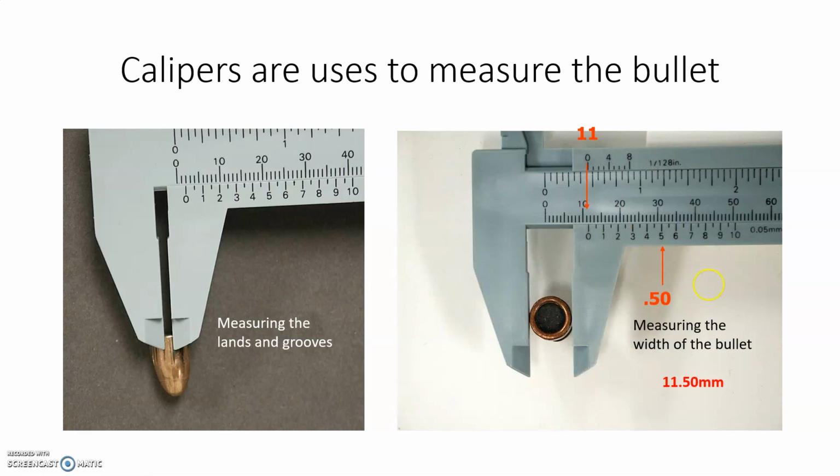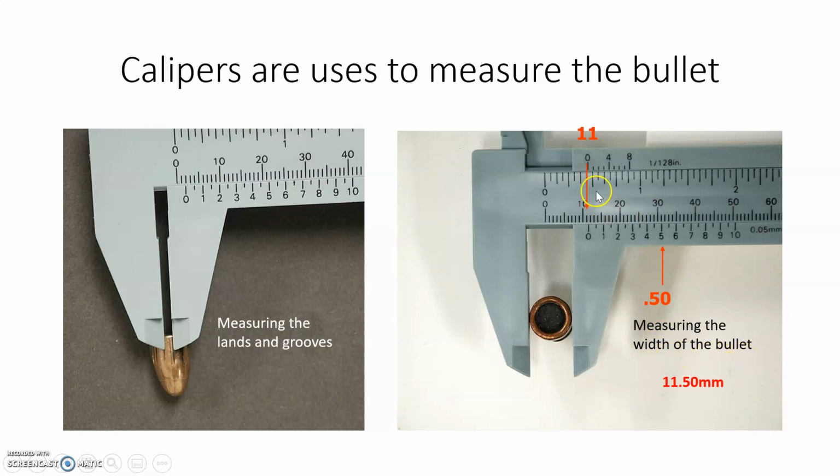Now, we're also going to measure the bullet. So we're going to use an instrument called a caliper, which is in this picture right here, that is going to be used to measure bullets. They also use calipers to measure different body parts and things like that. Back in the day, they had all these measurement tools for doing that kind of measurement. The first one that's important for bullets is measuring the lands and grooves, the ones that you just counted. So you're going to calculate the millimeter length of the lands and grooves. And then the other one is you're going to measure the width of the bullet.